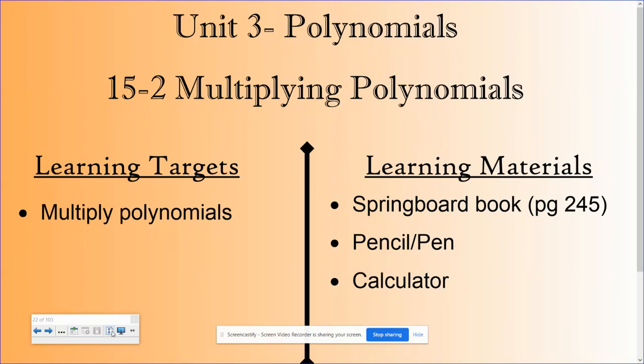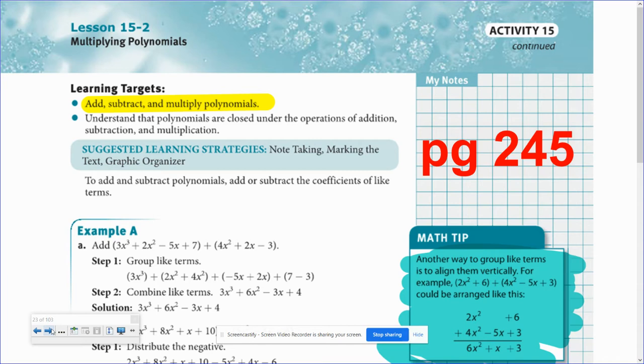Welcome to Unit 3. Unit 3 is all about polynomials, so polynomial expressions. In this section, we are doing operations again with these polynomials. So we're starting with section 15-2, which is about multiplying. We're on page 245 in your Springboard book. So open that up and we'll go ahead and get started.